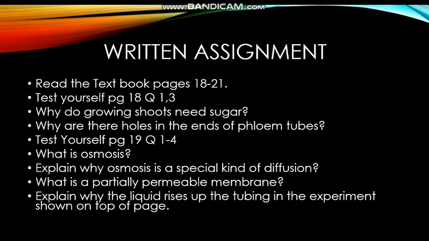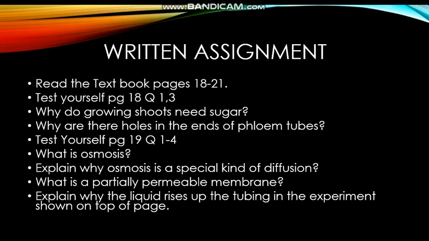Question number 3 is why are there holes in the ends of the phloem tube? So that the food can easily pass from one to another. Test Yourself page 19, questions 1 to 4. You have to do question 1. What is osmosis? It is the movement of water molecules across a partially permeable membrane. Explain why osmosis is a special kind of diffusion, because it involves the movement of water molecules.